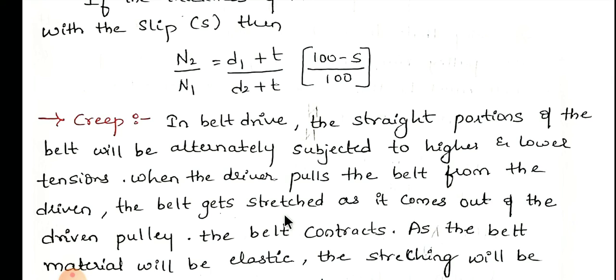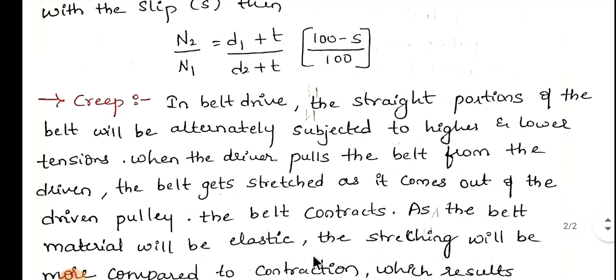Why will there be a high tension in the lower side and a low tension in the slack side? Because when the driver pulls the belt from the driven, the belt gets stretched. As the belt material is elastic in nature, the belt will be stretched as it comes in contact with the driven pulley, and the belt contracts when the belt goes to the top side. As the tension is less, the belt will be contracting.